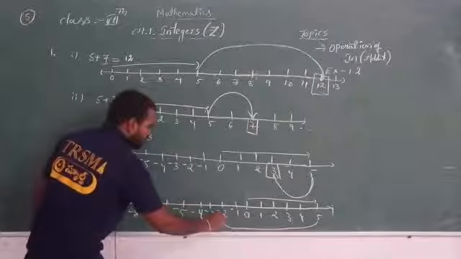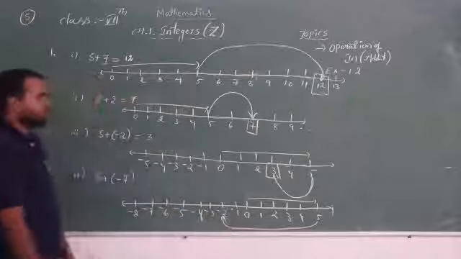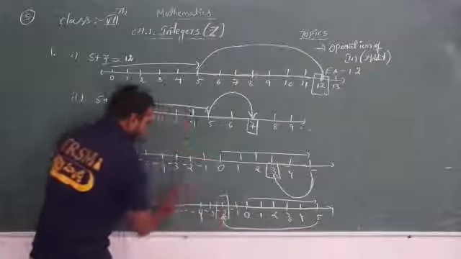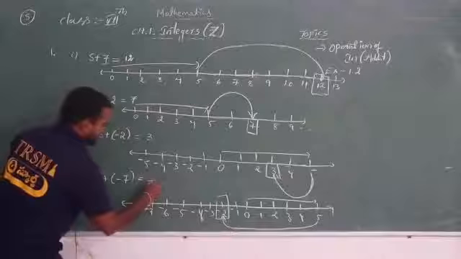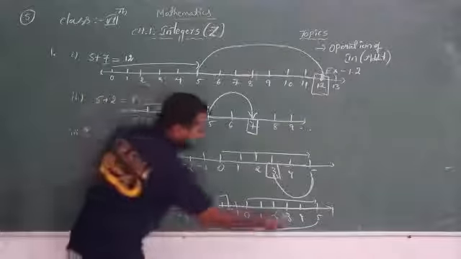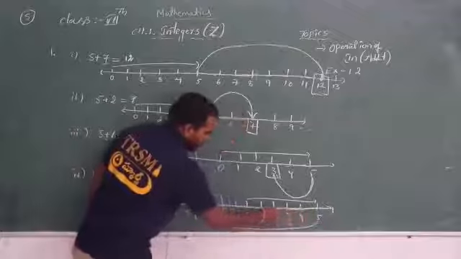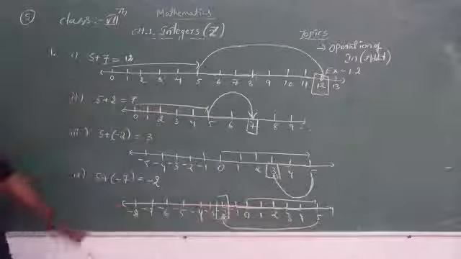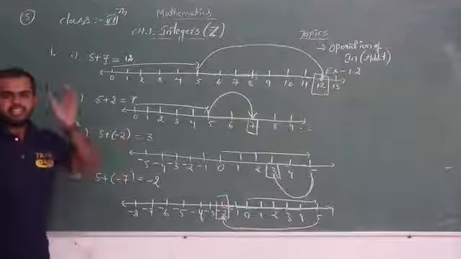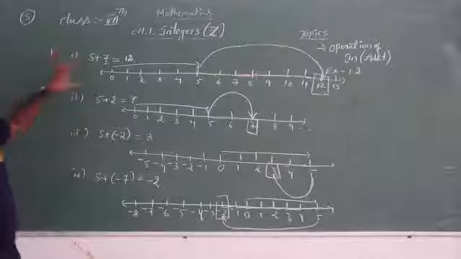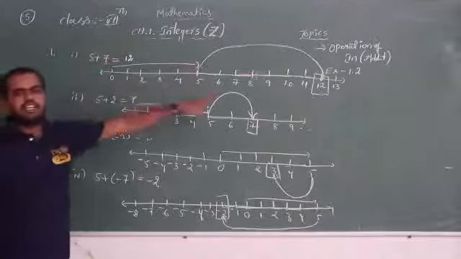So what is the answer now? If you move 7 places, where does it stop? Minus 2. So 5 plus minus 7 is nothing but minus 2. See how many places we moved: 1, 2, 3, 4, 5, 6, 7 places. So like this, we have to represent the addition on the number line.